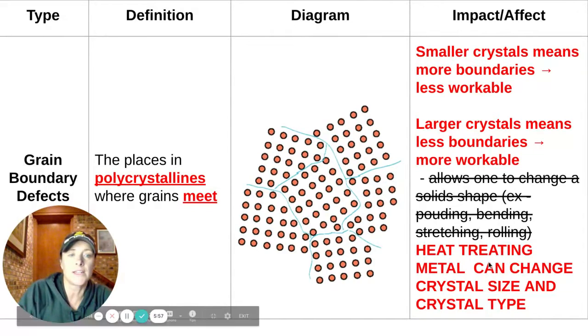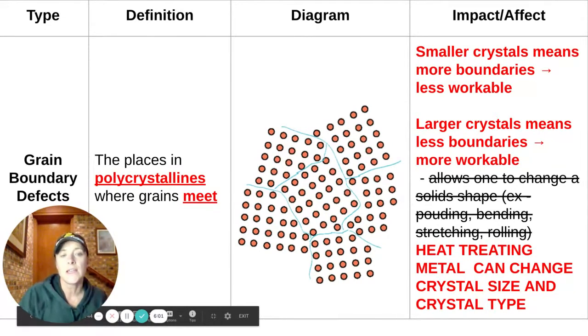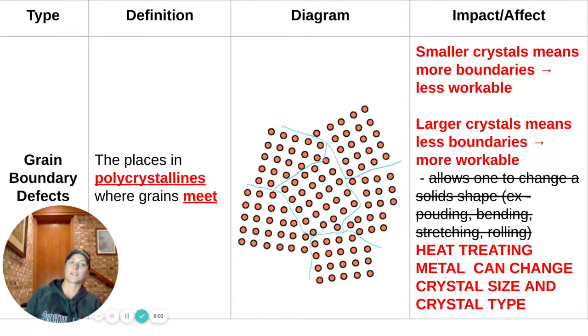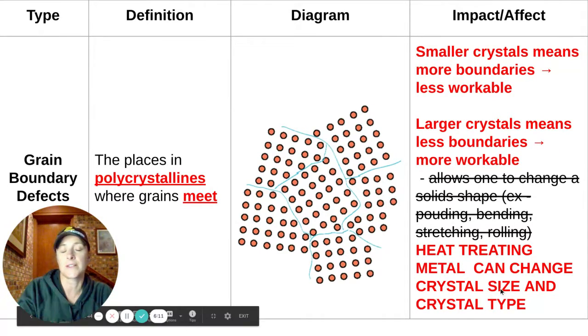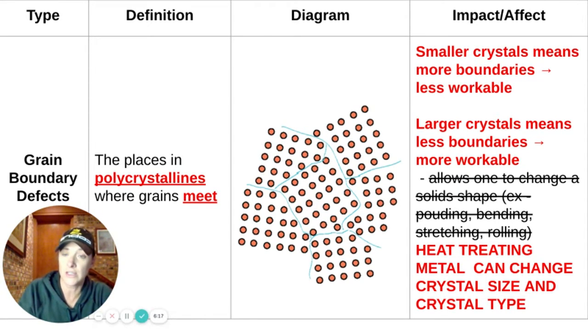But the big thing to catch here is heat treating metal. We hear about this in industry. Heat treating metal can change the crystal size and the crystal type. We're going to be playing around with that in the next couple of days with the lab with the bobby pins and the paper clip. It's not aluminum, you guys, sorry. So heat treating it can change the amount of polycrystals, the size of the crystal, but it actually can change the type. What do I mean?